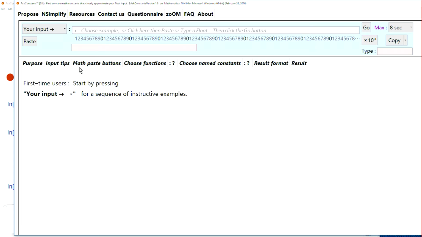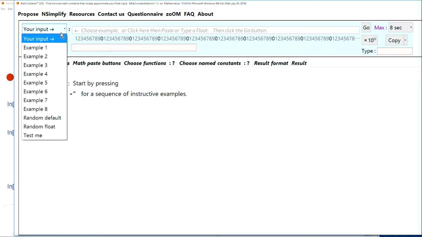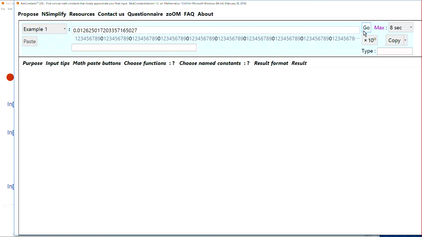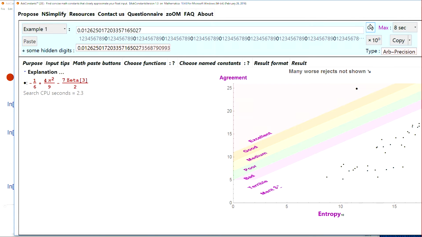I'm going to show you an example. Here's where you type your float in, but I'm not a very good typist in awkward positions like this, so I'm just going to click on one of the canned examples that are in here, and it's actually a good idea to do them anyway, so you get an idea of what the program does when you first use it. So there's a float, press the go button.